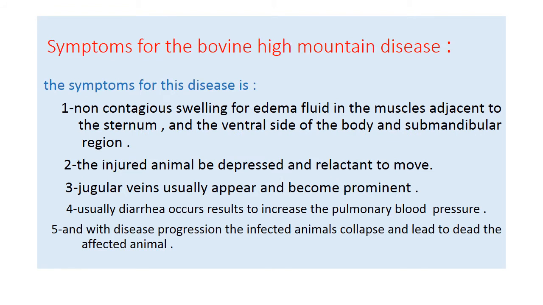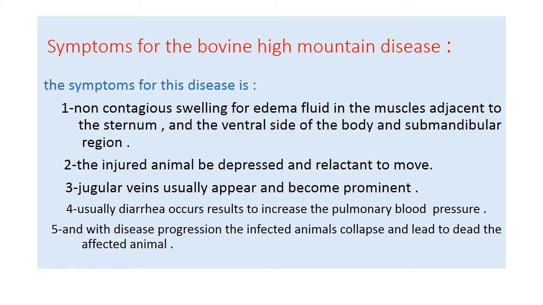Now I will talk about the symptoms of the bovine high mountain disease. And as we know, every disease has symptoms. So the symptoms of the bovine high mountain disease are: Number 1. Non-contagious swelling from edema fluids in the muscle adjacent to the sternum, the ventral side of the body, and the submandibular region. Number 2. The injured animal is depressed and reluctant to move.